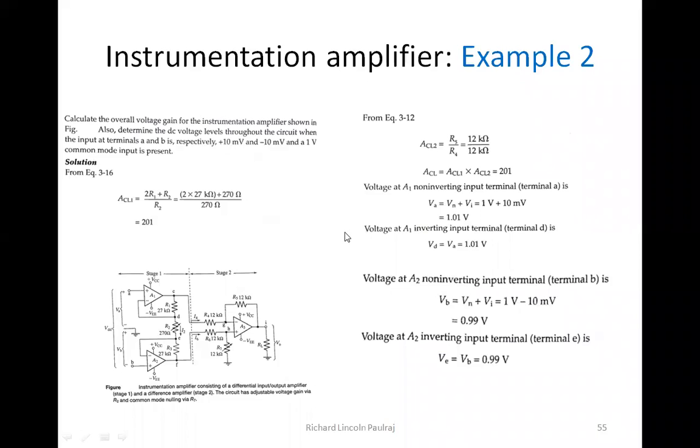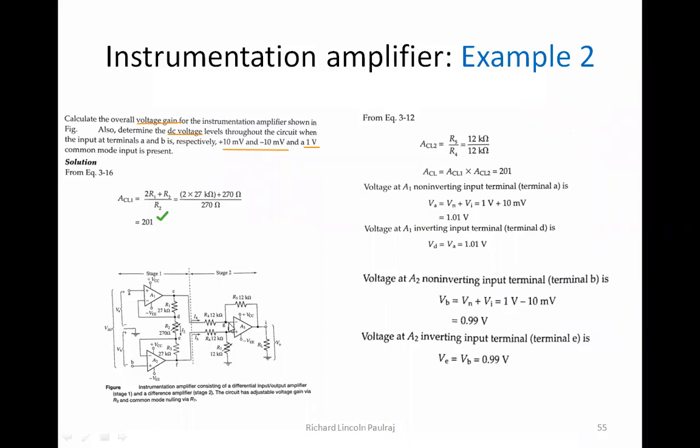So we'll continue, since we have got ACL1, right? So for the first stage, and now we'll continue with the second stage, ACL2. So voltage gain, DC voltage, inputs 10 millivolts, 1 volt common. Fine. So we have ACL1, right? Now ACL2. So ACL2 now is very much dependent on this feedback, which is R5 divided by R4.